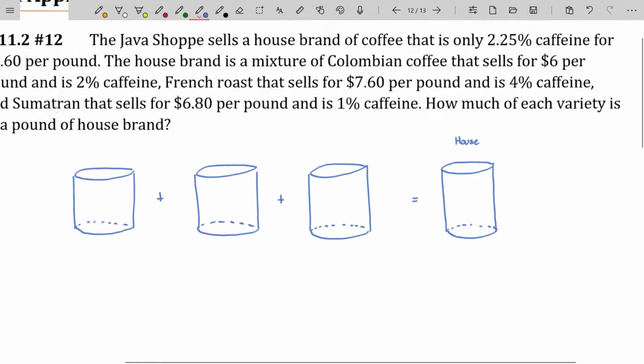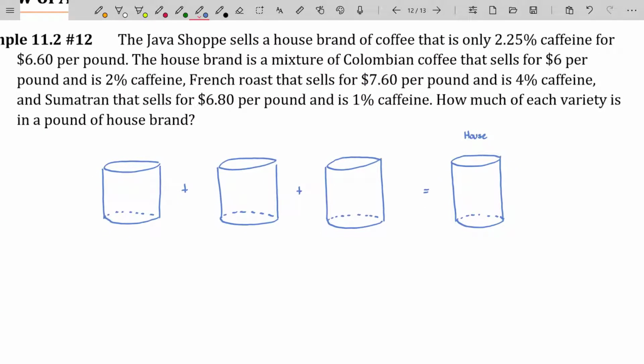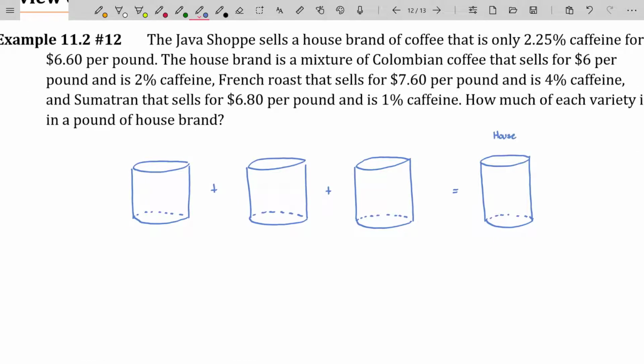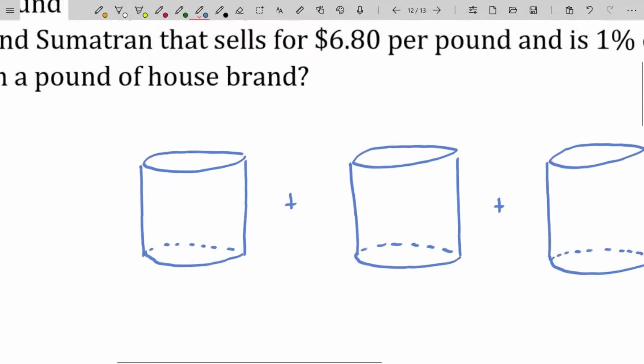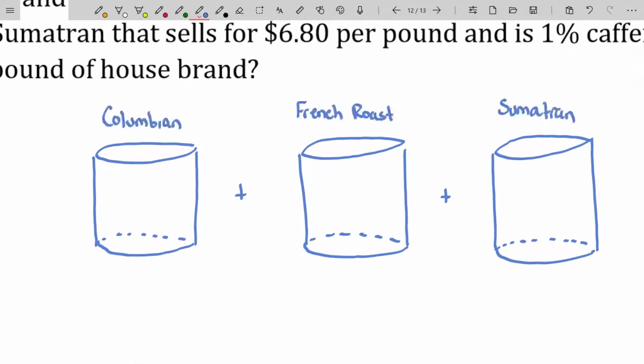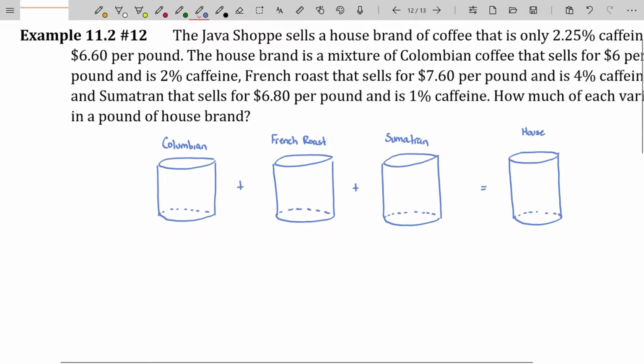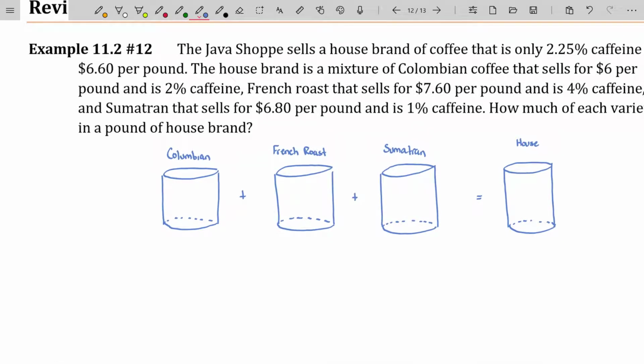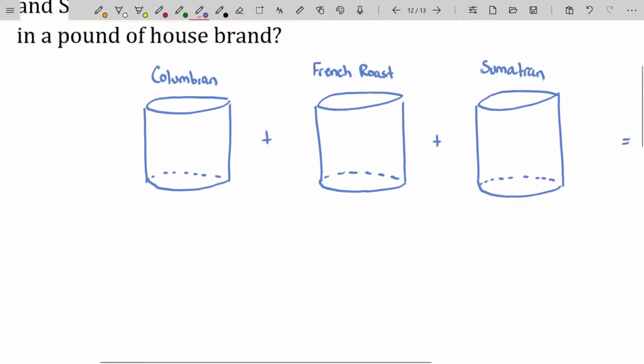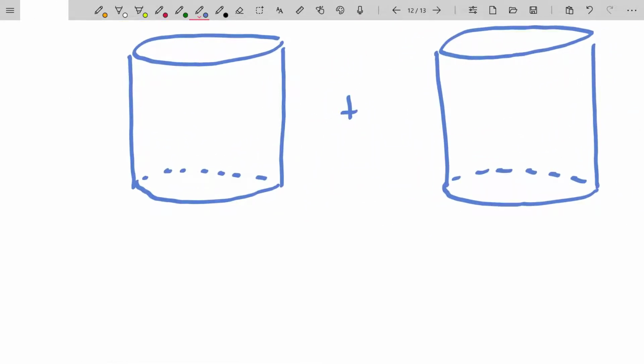And what are the 3 varieties we're putting in there? We have a Colombian, a French roast, and a Sumatran. So let me fill that in. All right, so that should visually make sense. Now, we also need to say how much of each of these bags we're adding together. So let's kind of label these bags accordingly. You don't actually have to label the bag itself, I suppose, but I'll do that anyway.